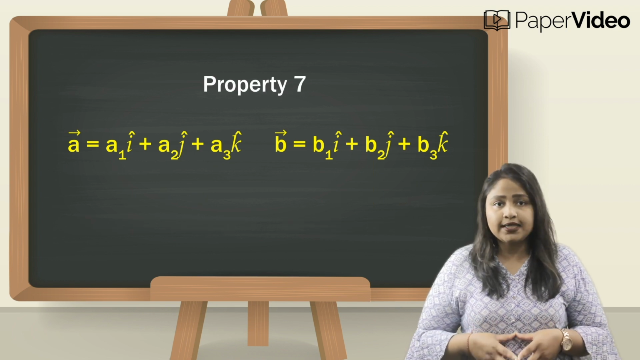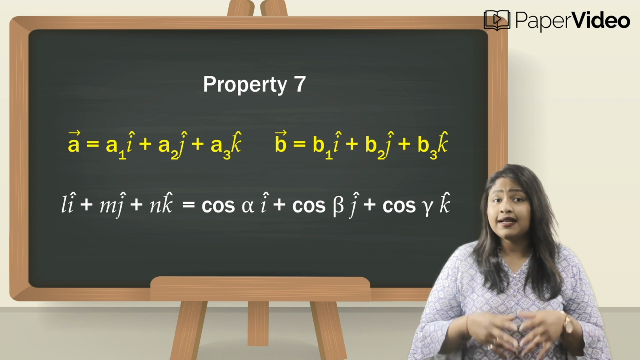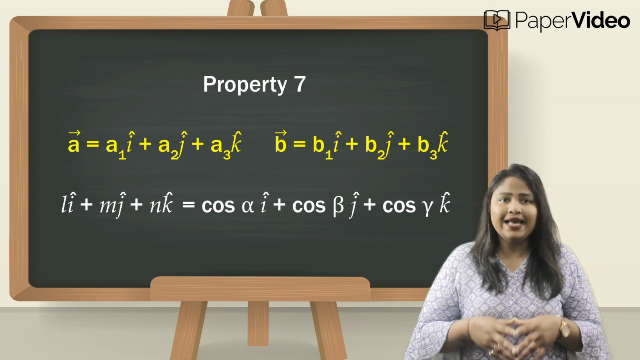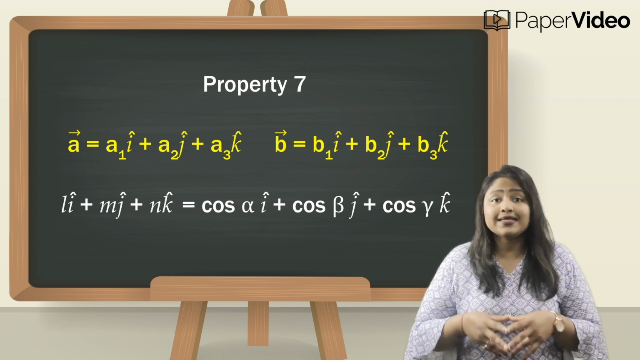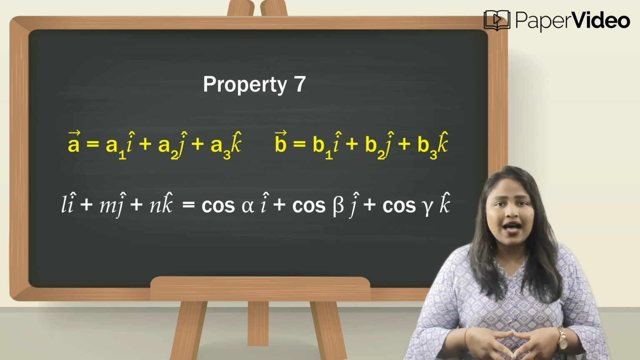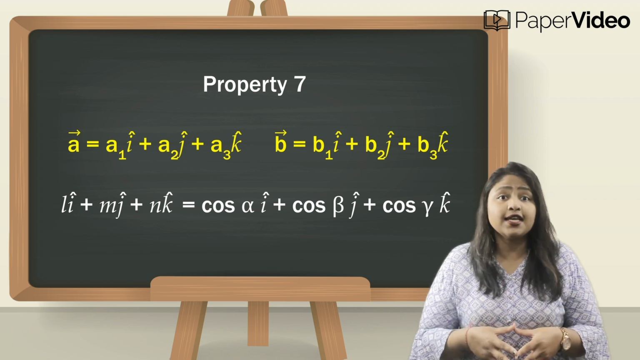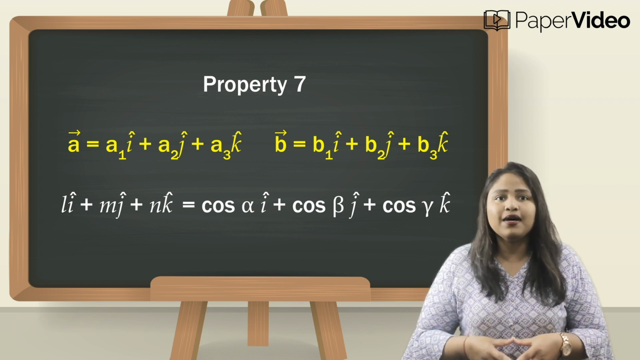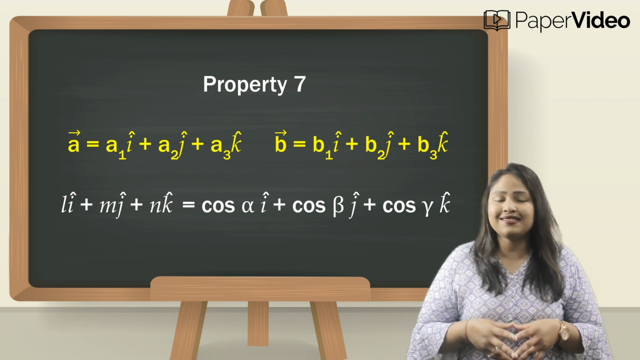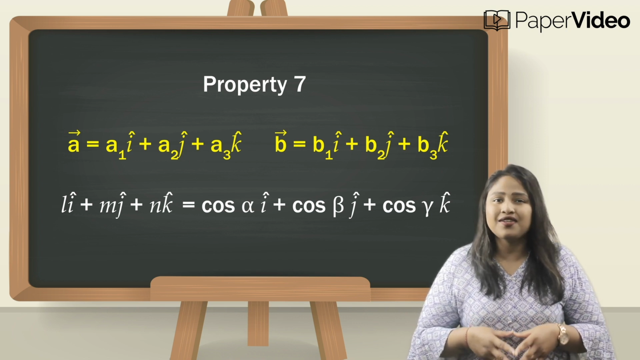According to the seventh property, if l, m, n are direction cosines of a vector, then l i cap plus m j cap plus n k cap equals cos alpha i cap plus cos beta j cap plus cos gamma k cap is the unit vector in the direction of the given vector, where alpha, beta and gamma are the angles which the vector makes with the x, y and z axes respectively. These properties are very helpful while solving questions related to vectors.